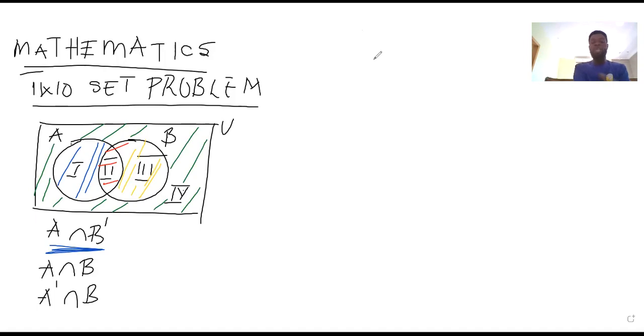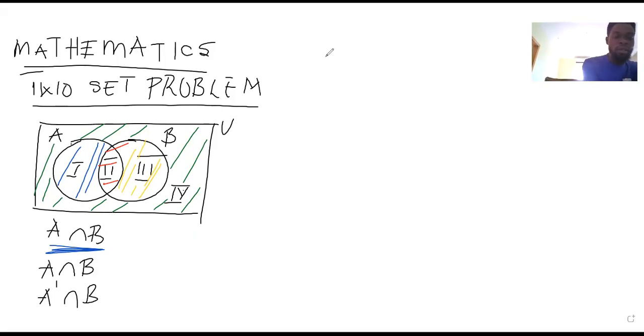When you mention the members of A, they are not part. When you mention the members of B, they are not part, but they are part of the universal set. They are inside the rectangle. Those people represent A union B complement. My region 4 will give you A union B complement. Let me put it in a better way for you guys.